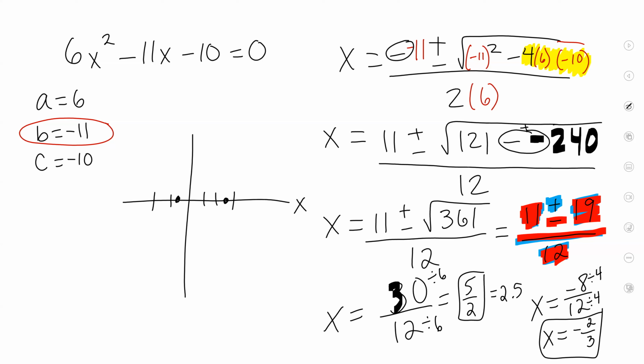So that means my graph would look something like this. It would go through that point there. So those are my x-intercepts.